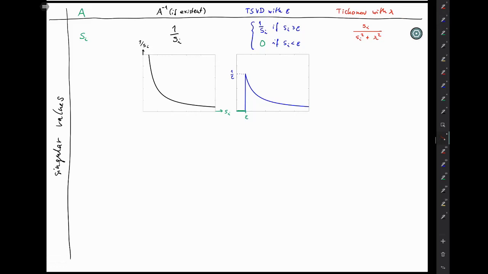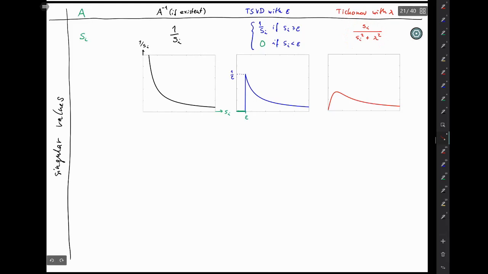And that's how you can see how you have limited the norm of your solution operator from possibly huge down to at most 1 over epsilon. Okay, now Tichonov, the graph of this function as a function of SI looks like this. So it's of course a bit different to the blue curve.